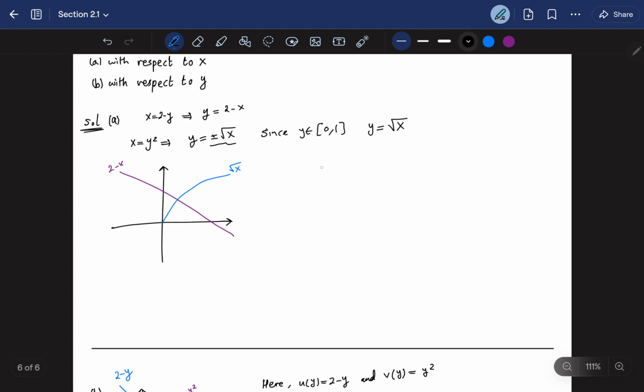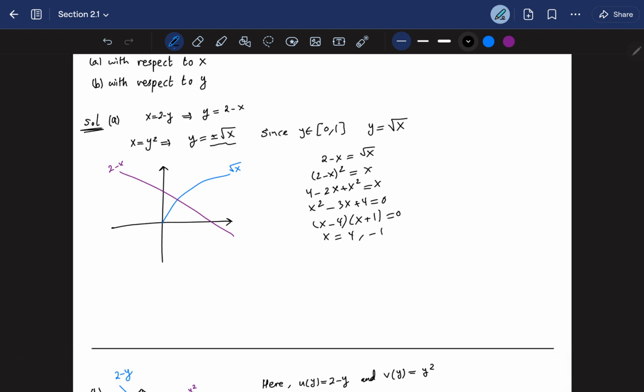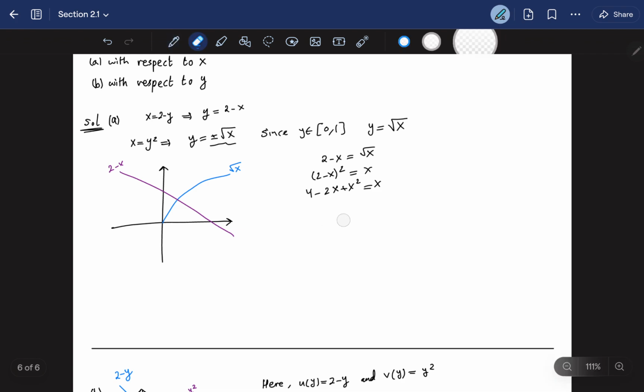So let's find the points of intersection. If you square both sides and you solve, you get x to be 4 and -1. That does not make sense. I think I made a mistake here. Wait, sorry. This has to be 4 minus 4x.